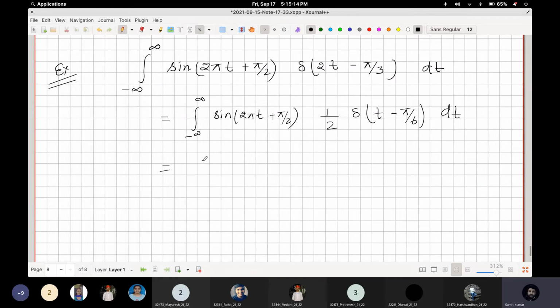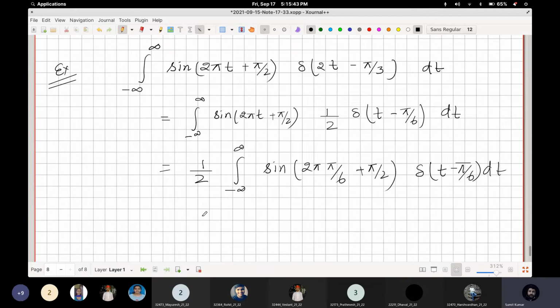In the next step, I will take half outside. I will put it like this, minus infinity to infinity. Now this delta is located at pi by 6. So in place of t, what will we write here? Pi by 6. Sine of 2 pi times pi by 6, and then plus pi by 2, and here I will have delta t minus pi by 6 dt.